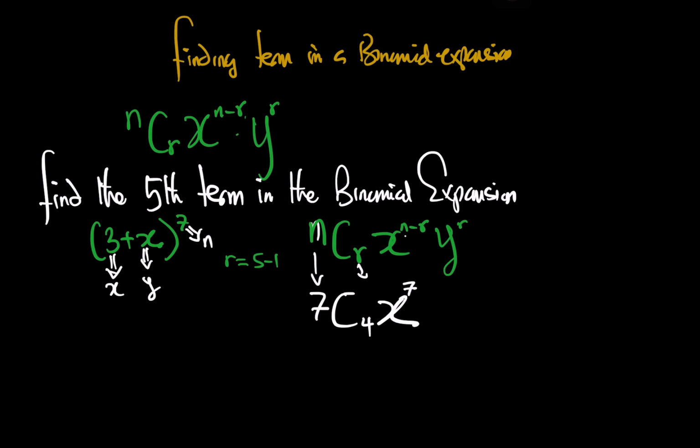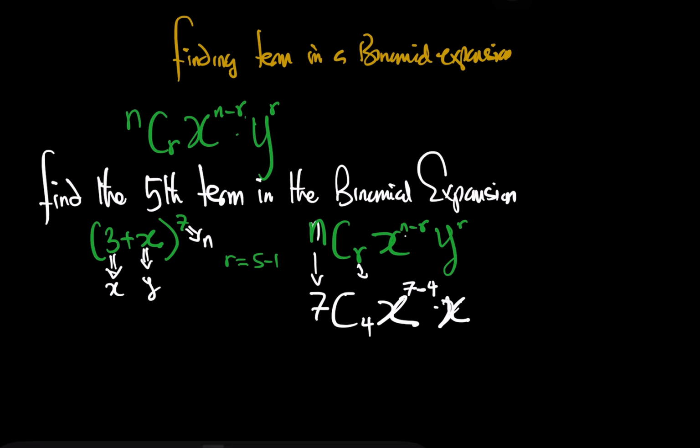The n there, if you look at it, is going to be 7, and then minus the r. Our r there is 4. And then we multiply it by y, and then our y is what? Our y there is x. Can you see that? Our y there is x.